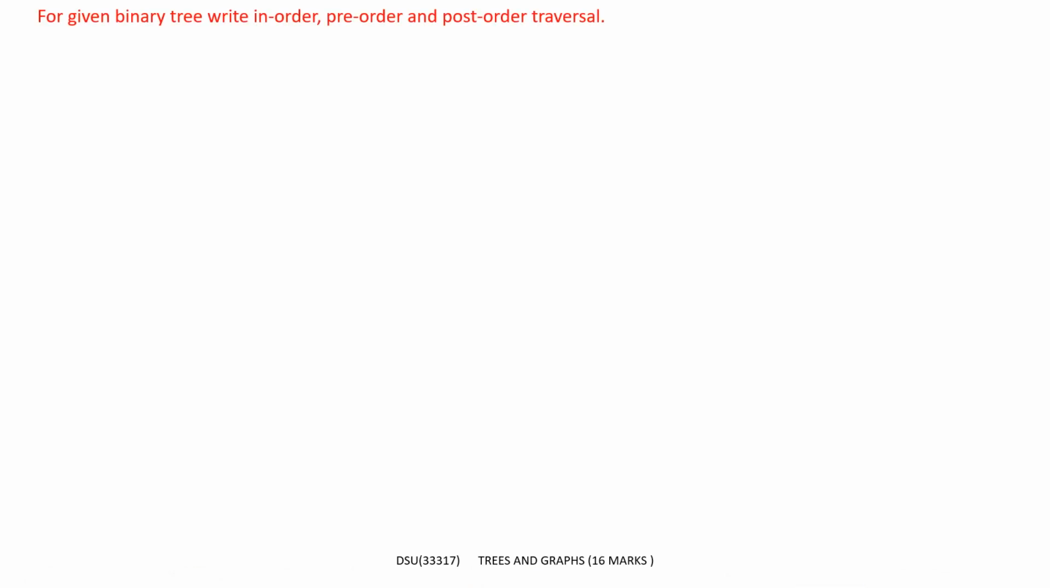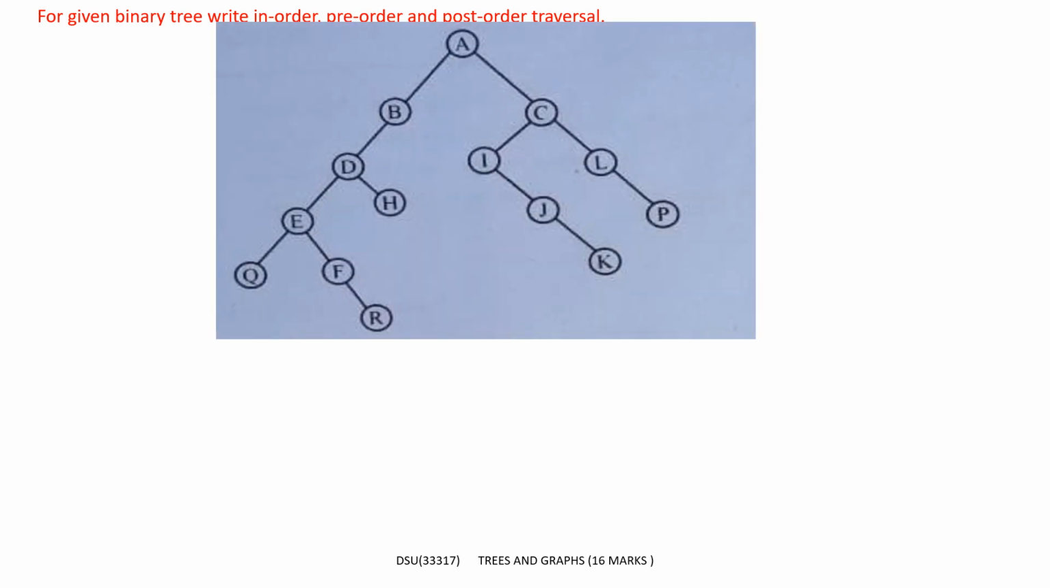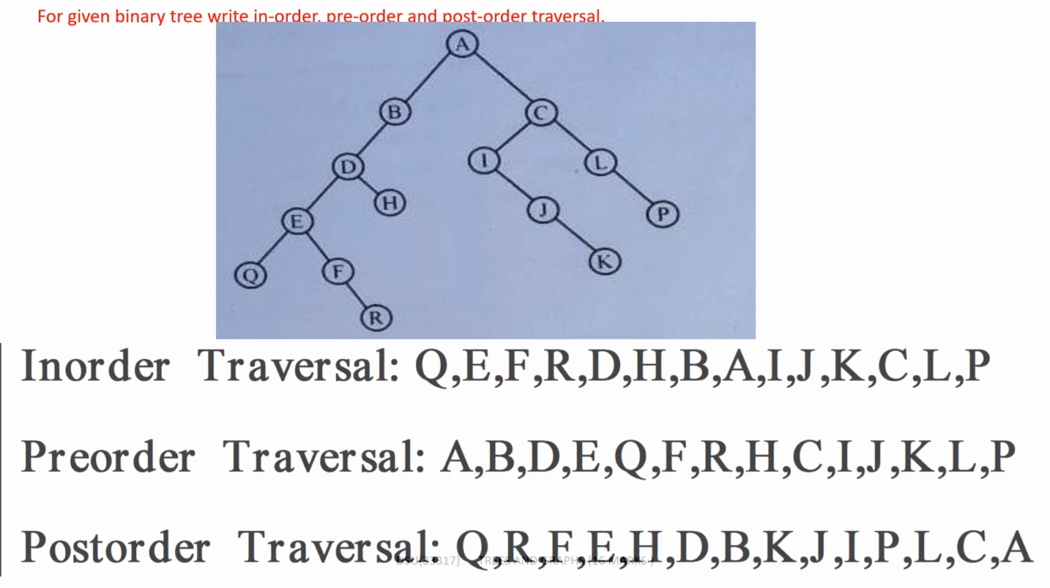Now for the binary tree, there are in-order, pre-order, and post-order types. So this is the binary tree. In-order means left, root, and right. So first is our in-order. We have Q, E, then F, R, then D, then H, then B, and then A.